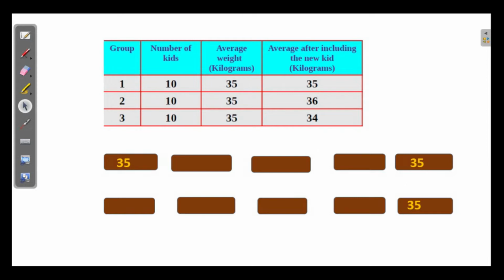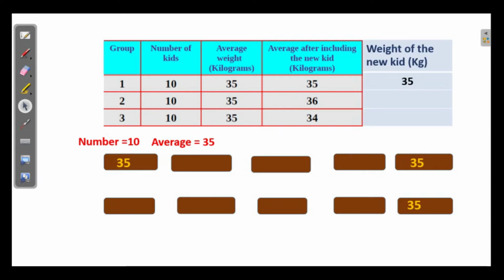The first one, no doubt, 10 items, average 35. Then the newcomer's weight is also 35. So the weight of the new kid is 35 itself. In the second one also, 1 is increased. So 1 kilogram is distributed to all these 10. So the weight of the newcomer is 10 plus the new average, 36 plus 10 is equal to 46.